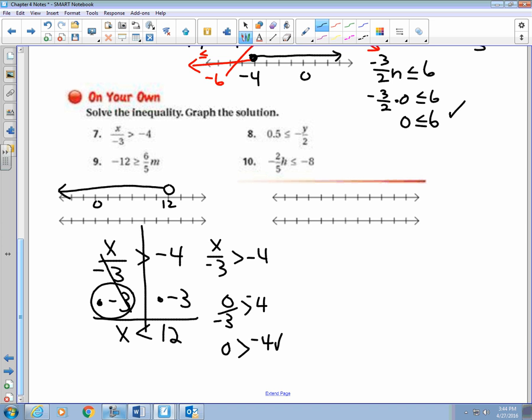All right, so there's 3 more problems here that you can do on your own, numbers 8, 9, and 10. So go ahead and pause the video, take care of those, restart the video when you're done to check your solutions.